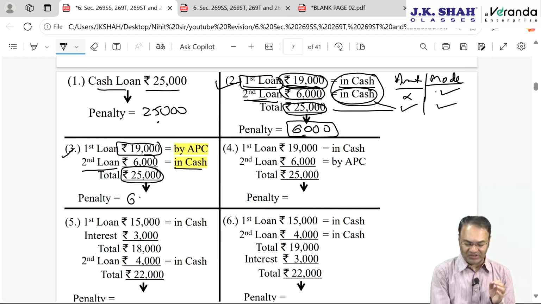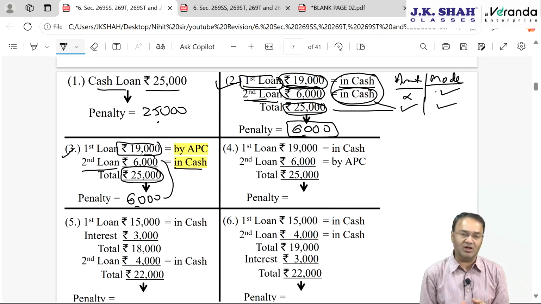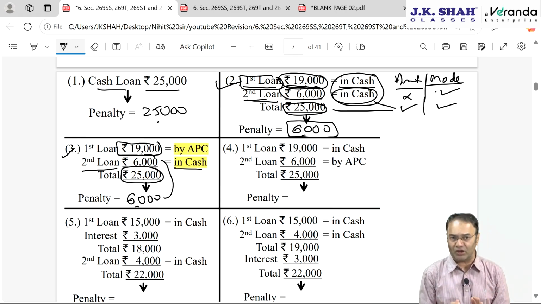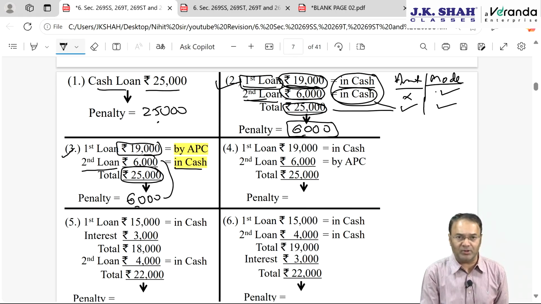But the penalty will be 6,000, equal to the second loan amount, because of which the section is violated. Because of the first loan, the section was not violated. The section is getting violated at the time of accepting the second loan. The section is applicable for all three: loan, deposit, specified sum, though I may take examples of only loan.